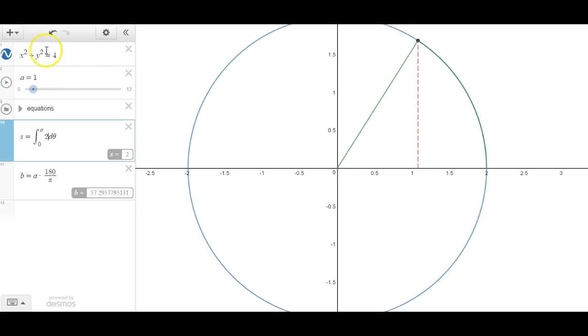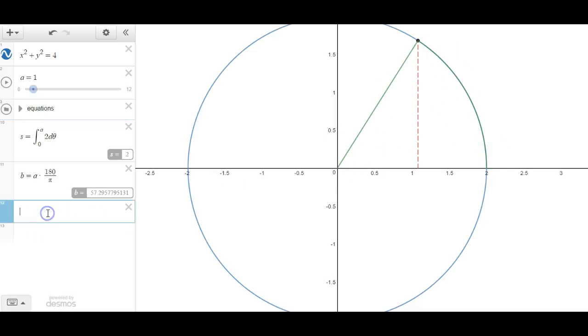Now, had the radius been 2, notice I now have x squared plus y squared equals 4, and remember, that's r squared. So the radius is now 2 units. I just changed this down here to 2 as well, and I still get the same angle, 57.3 degrees. The radius is now 2, and the arc length is 2.